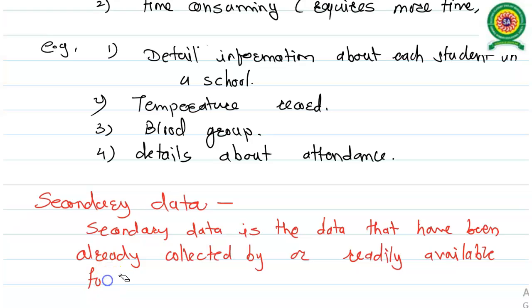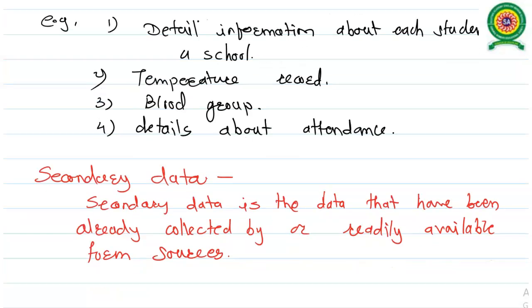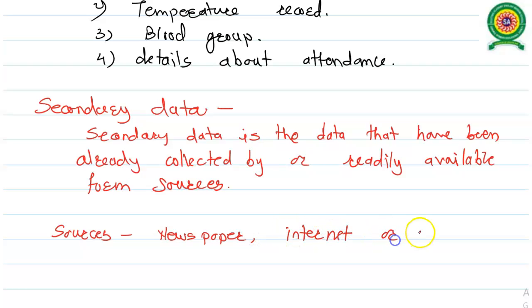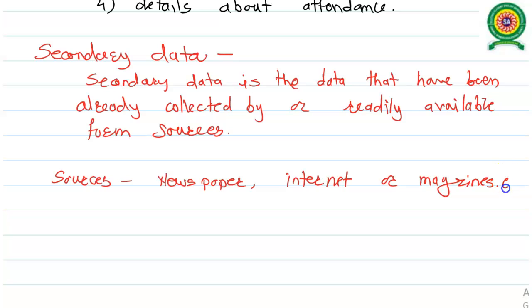Now which are the sources for secondary data? We may have sources like newspapers, the internet or magazines. Those are the sources for our secondary data, and much more.